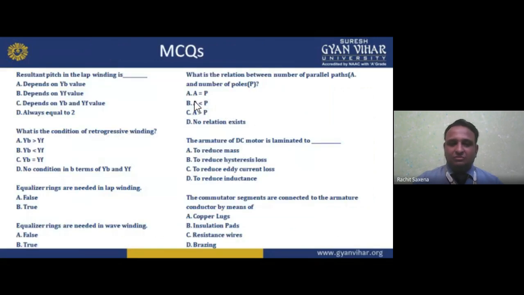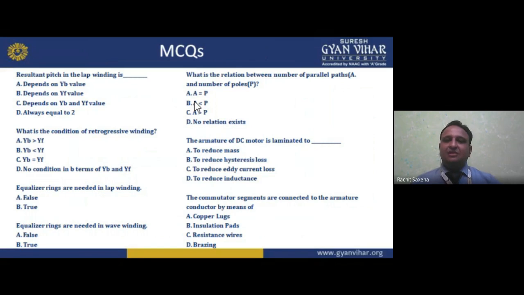Now the multiple choice questions related to this. Resultant pitch in the lap winding depends on YB and YF values, as I already told you. Now, what is the condition of retrogressive winding? Progressive and retrogressive less than A. Equalizer rings, also called rings and connections, are needed in lap winding. True. Equalizer rings are needed in wave winding. False.